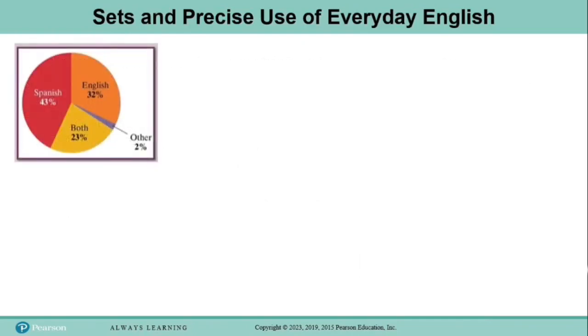So just for an example, let's take this pie chart right here. This pie chart is supposed to represent the language spoken at home by the set of all U.S. Hispanics. So it says that 43% of U.S. Hispanics speak only Spanish at home, 32% of U.S. Hispanics speak only English at home, 23% of U.S. Hispanics speak both English and Spanish at home, and then 2% speak something else entirely, not English or Spanish at home. So here's how we could turn this into a Venn diagram.